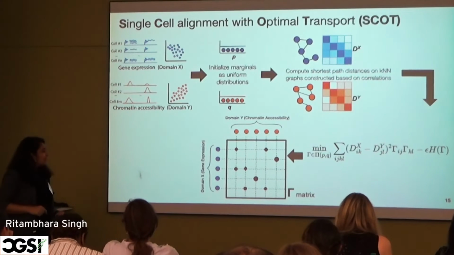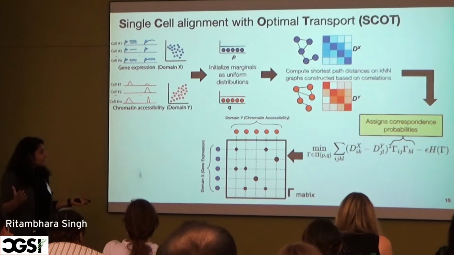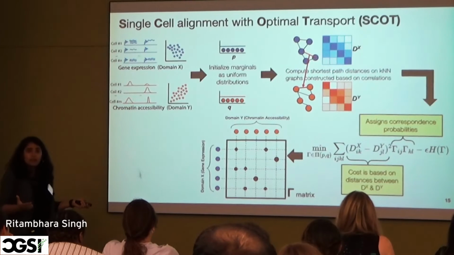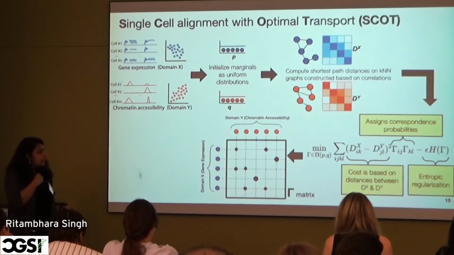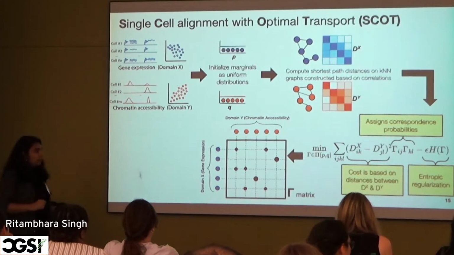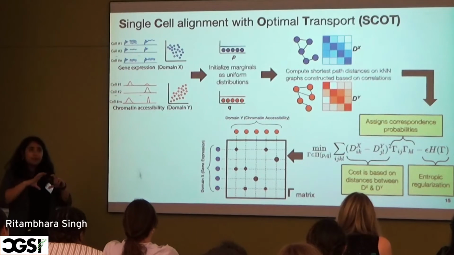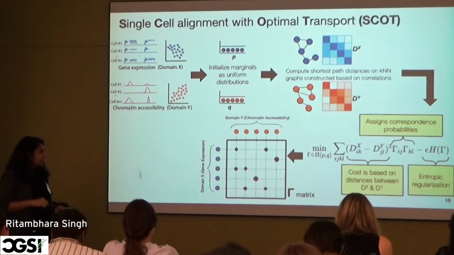There's a lot happening in that equation, so let me walk you through it one by one. What we want to learn here are these coupling matrices. We are learning them by minimizing the pairwise distances that we have already calculated for the two data sets. And this term over here, it's a regularization term which is controlled by epsilon hyperparameter. And this basically lets us control how homogeneous we want our coupling matrix to be. So, if all the probabilities are very homogeneous, the entropy would be high and vice versa.